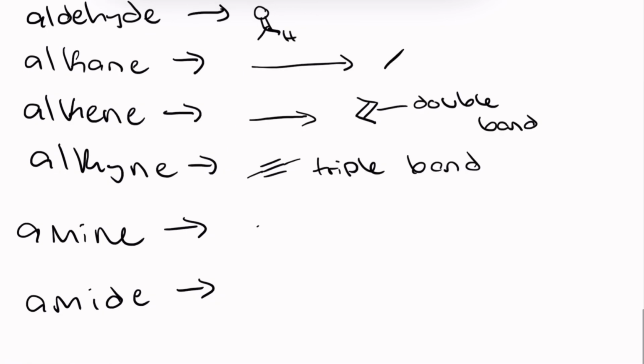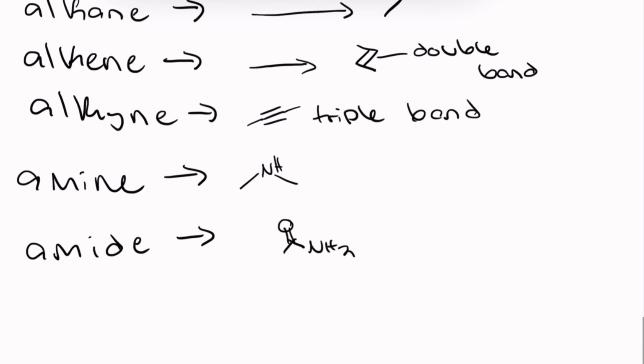The next two have to deal with nitrogen. Amine is when a nitrogen is between carbon atoms. Amide is when nitrogen is at the end or when it's connected to a double bond O.